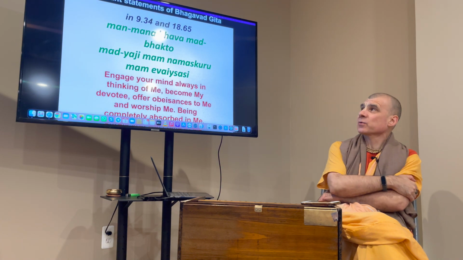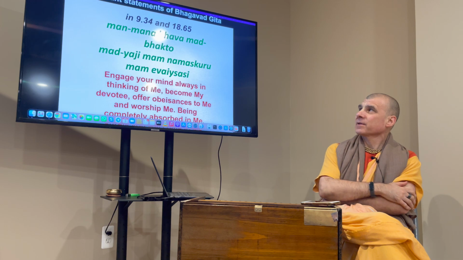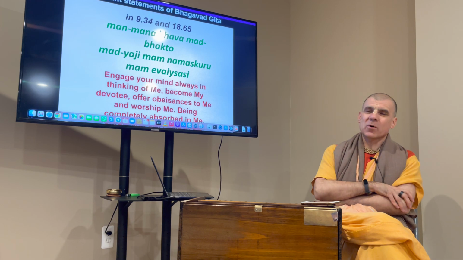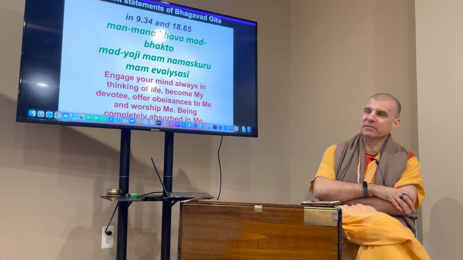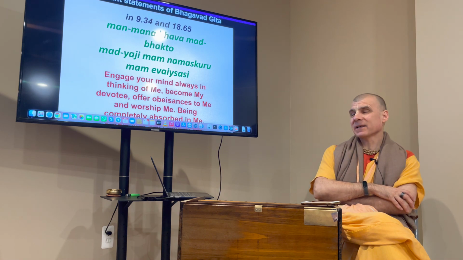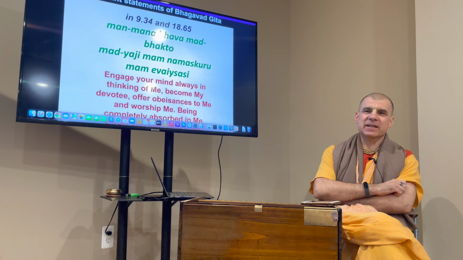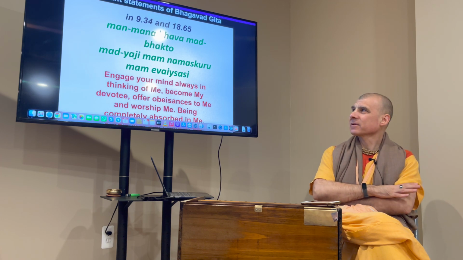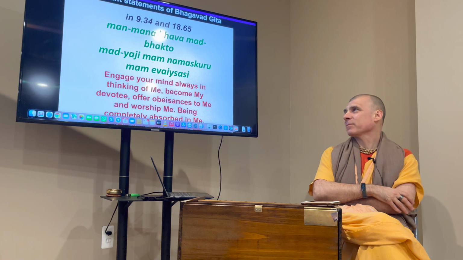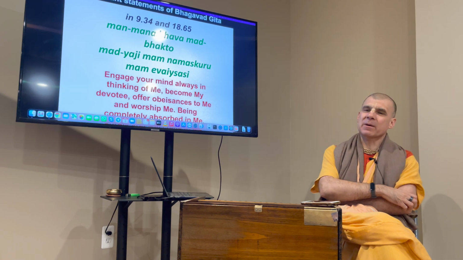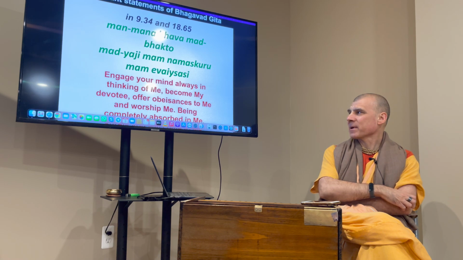Which brings us to the topmost repeated statement of Bhagavad-Gita in chapter 9, the most confidential knowledge, text 34, which is the conclusion. Man-mana bhava mad-bhakto mad-yaji mam namaskuru mam evaishyasi. Krishna says, engage your mind always in thinking of me, become my devotee, offer obeisances to me and worship me. Being completely absorbed in me, you will definitely come to me.